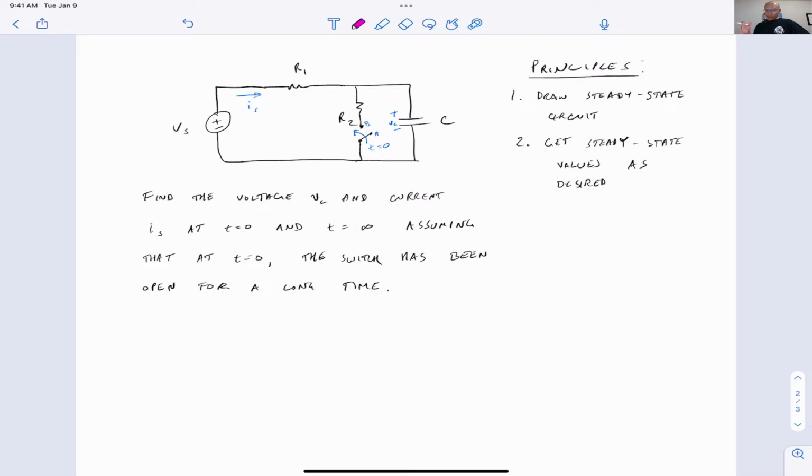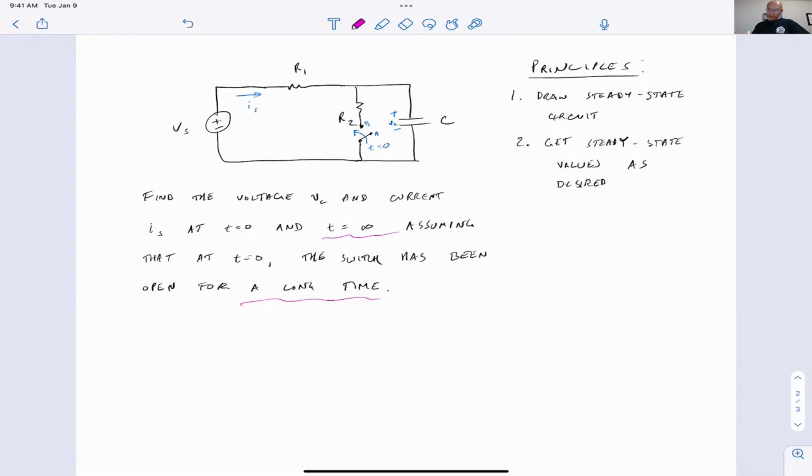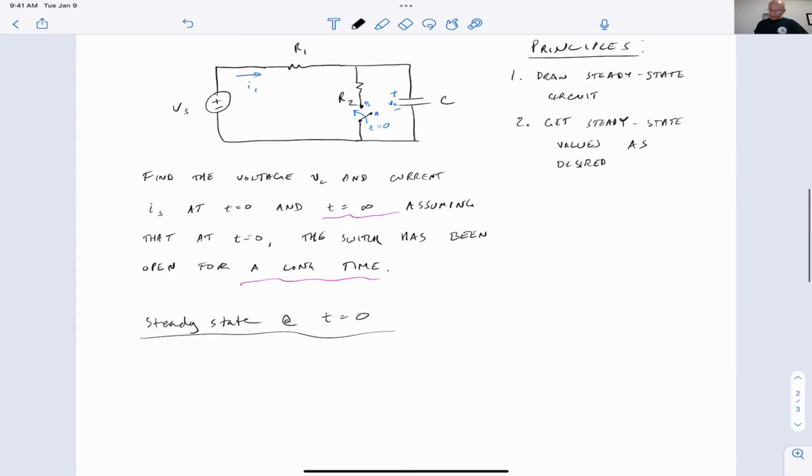And so the key words for a long time indicate that we are looking at steady state conditions both at time zero and of course time infinity. That's a long time, right? So steady state in both cases. So let's start with the time equals zero case. So the first thing is to sketch the circuit.